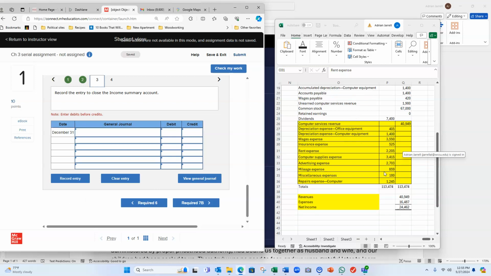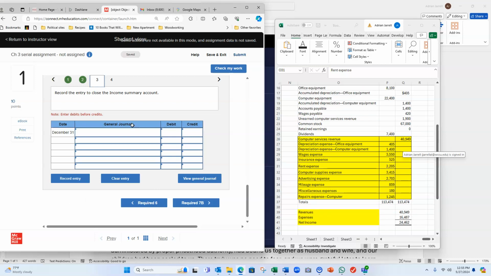Now what we're going to do is close income summary. The income summary account has a balance of $24,462 because I credited income summary for the revenue amount and debited income summary for all the expenses. So now my balance in income summary is $24,462. It's a credit balance. So I'm going to debit income summary for $24,462, and I'm going to credit retained earnings for $24,462. And that should clear out all my revenues and expenses. They now have zero balances. These accounts have zero balances, and so does the income summary.